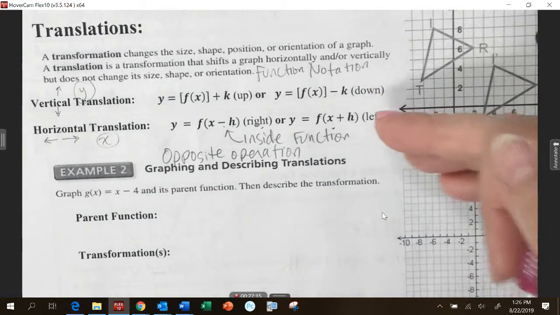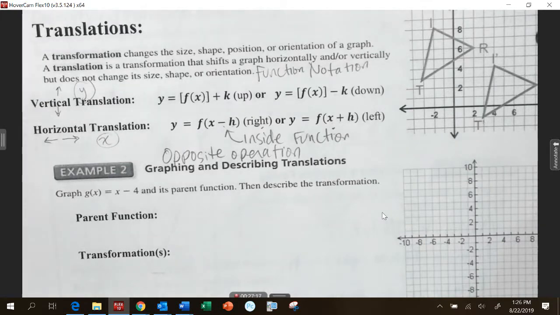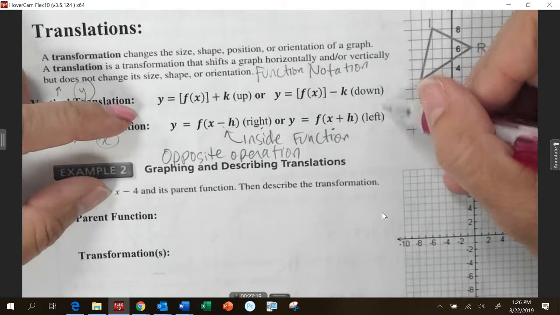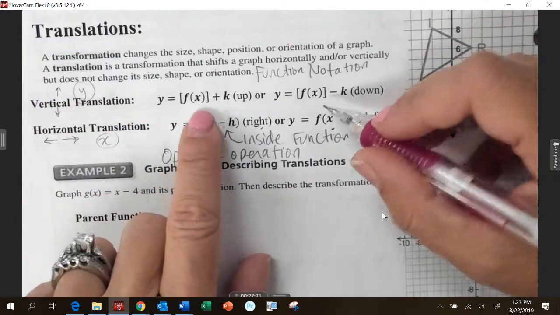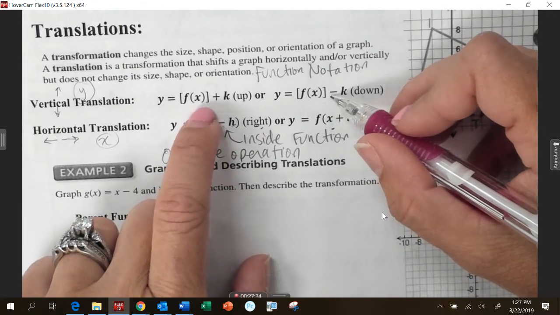So these are the things you have to memorize because these are the things that will happen in all chapters. Every single chapter, we're going to have things that look like this. They're just going to be different parent functions.